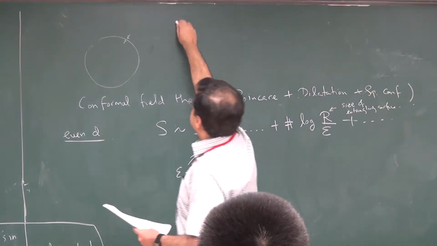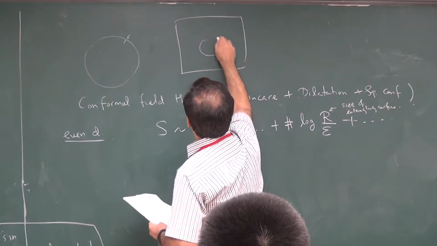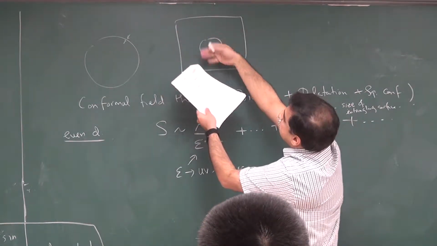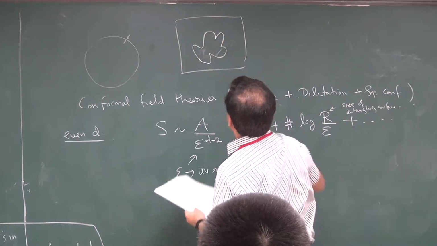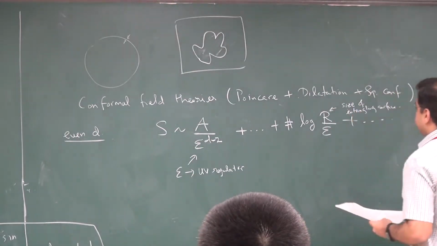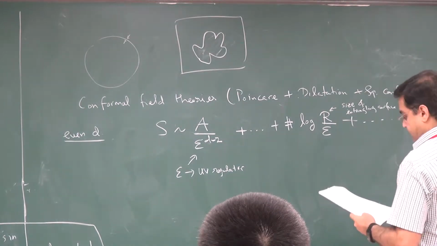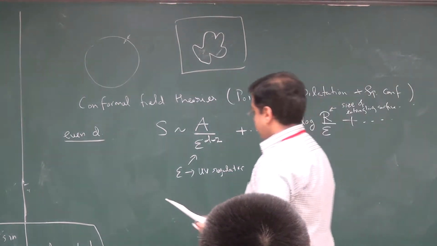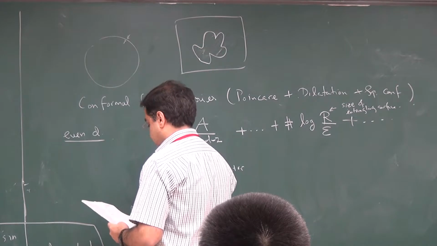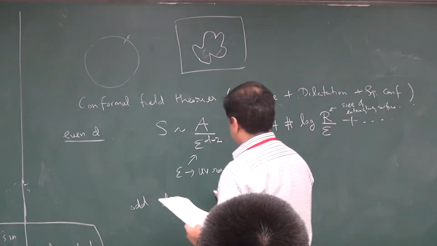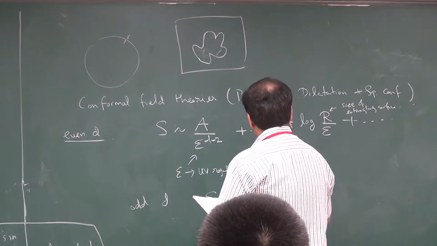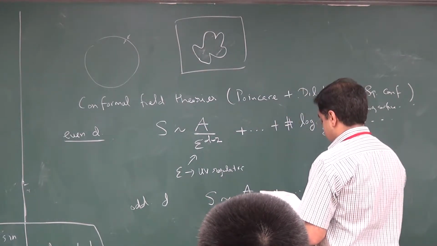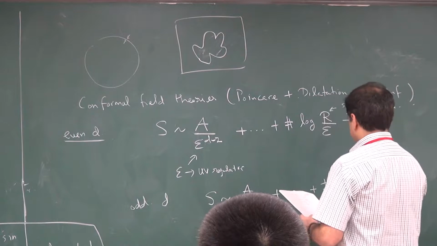So by entangling surface, I mean that you're dividing up your space-time into two regions. But I've always been depicting it like this. I might as well have depicted it like this. So this is what I mean by an entangling surface. And in odd dimensions, this behaves like epsilon to the power D minus 2. There are no log terms in odd dimensions for conformal field theory. There is a constant, and plus there are subleading terms.